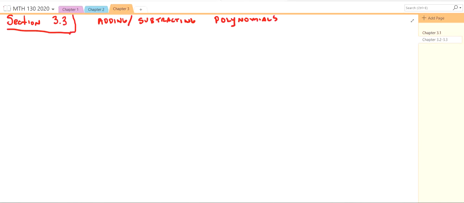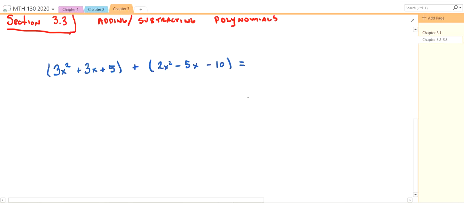Okay, I'm going to start out in this section talking about adding and subtracting polynomials. So let's just jump in and look at an example. Suppose I have 3x squared plus 3x plus 5. So that's one polynomial. And I want to add it to this polynomial: 2x squared minus 5x minus 10. So how do I combine this together?